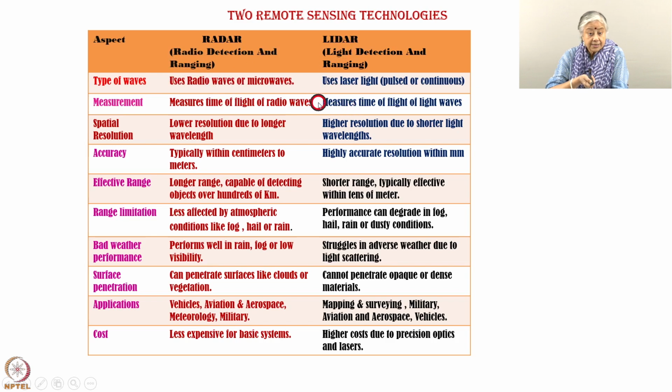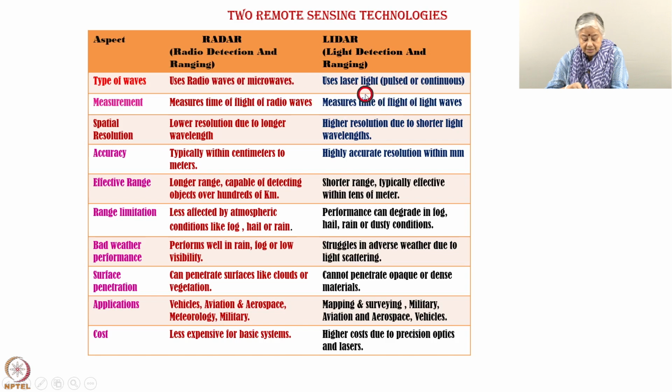Okay. And types of wave. So, radar uses radio waves or microwaves. Okay. So, they are very long wavelengths. While LiDAR uses light pulses, generally referring to visible and near infrared wavelengths. So, these are very long wavelengths, and these are relatively shorter wavelengths compared to the radio waves.